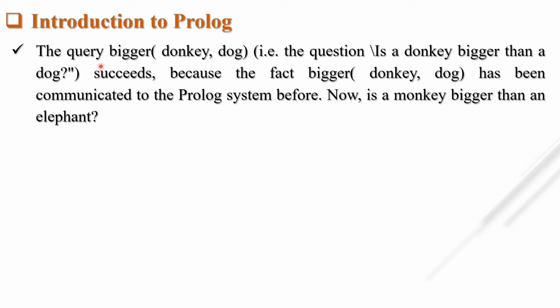Suppose the query is bigger(donkey, dog). Donkey is bigger than dog. The question, is a donkey bigger than a dog, succeeds because the fact bigger(donkey, dog) has been communicated to the Prolog system before. Now, is a monkey bigger than an elephant?